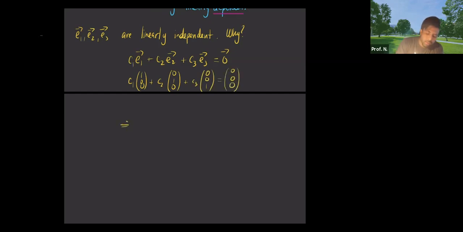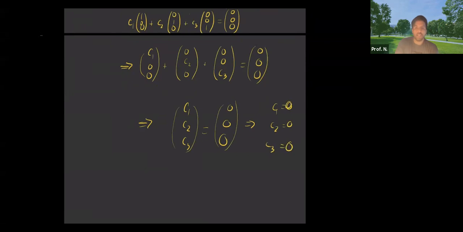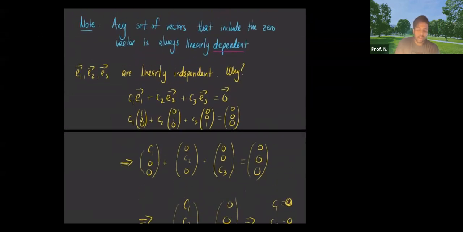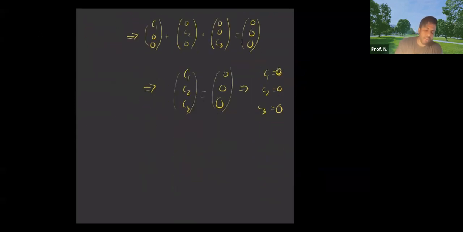But then what do I get, guys? I get C1, 0, 0 plus 0, C2, 0 plus 0, 0, C3 equals 0, 0, 0. But what is this going to be equal to? C1, C2, C3 equals 0, 0, 0, which equals what? C1 equals 0, C2 equals 0, C3 equals 0. That's the only possibility. So henceforth, E1, E2, E3 are linearly independent because the only scalars that work in this system are equal to 0. I could have also looked at it from a different perspective.